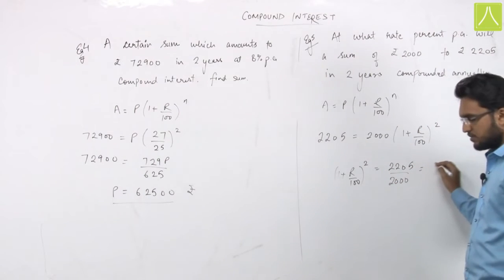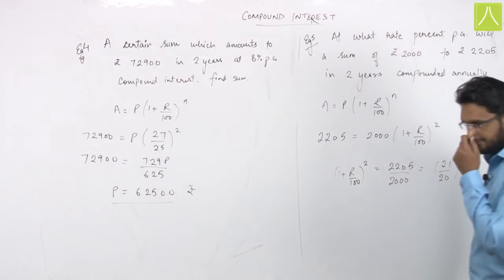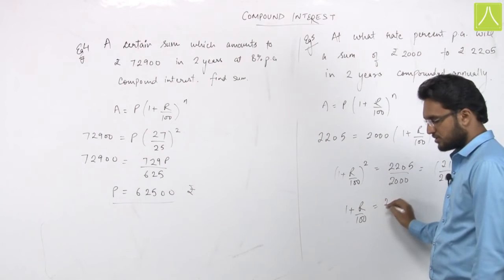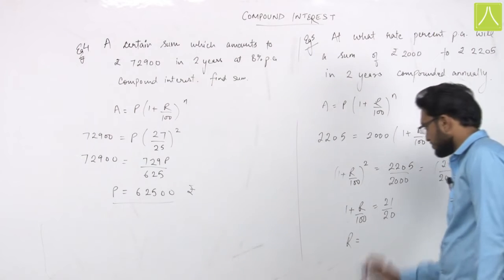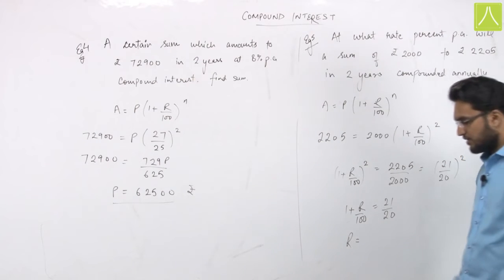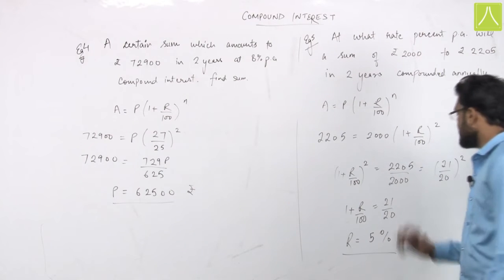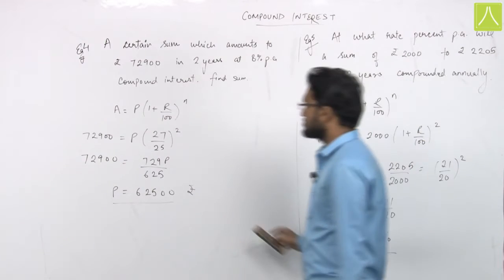2000, which is equals to 21 divided by 20 whole square. Solving this, 1 plus r upon 100 is equals to 21 upon 20, and this is a simple linear equation, in which we will calculate the value of r, which is equals to 5%. So the rate percent in which the sum becomes 2205 is equals to 5%.